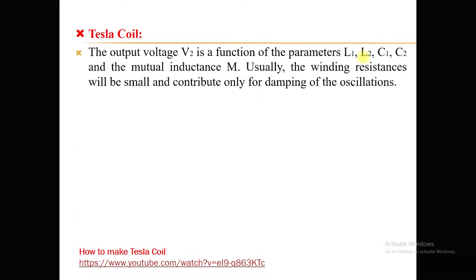So the output voltage V2 is a function of the parameters L1, L2, C1, C2 and M. L1 is the primary winding inductance, L2 is the secondary winding inductance, C1 is the primary tank capacitance, which is usually in microfarad, and C2 is in picofarad, and M is the mutual inductance. So the output voltage is a function of all these parameters. Usually the winding resistance will be small and it only contributes to the damping of oscillations.